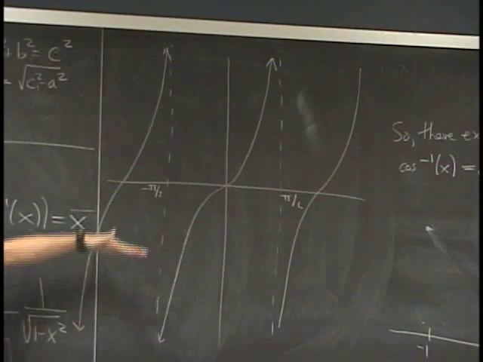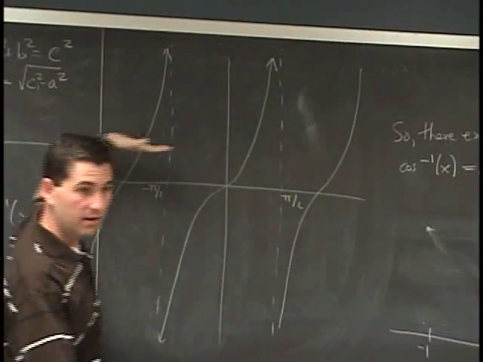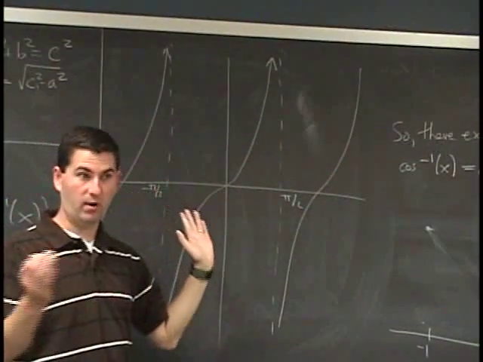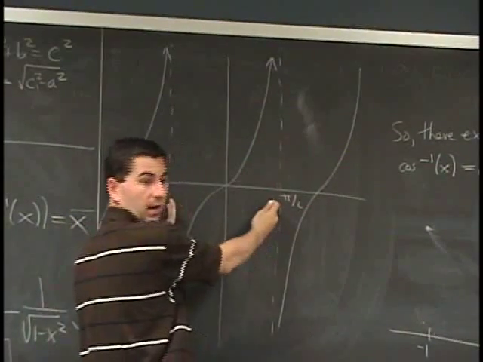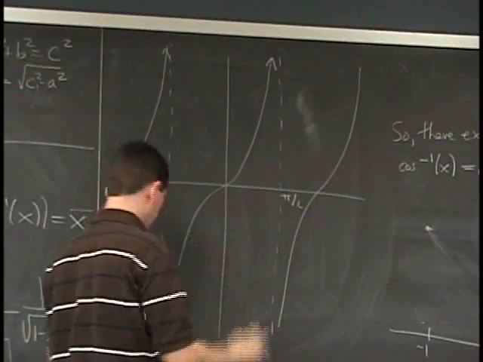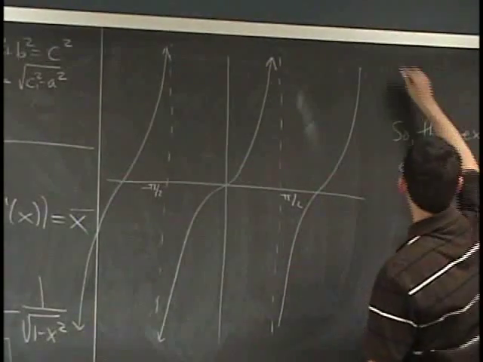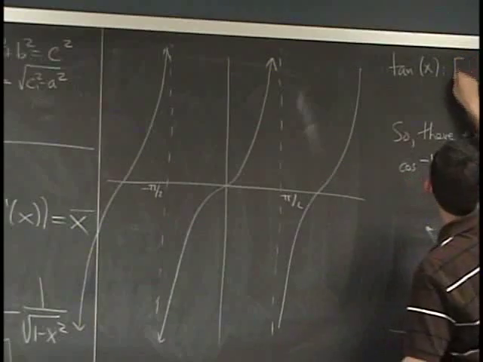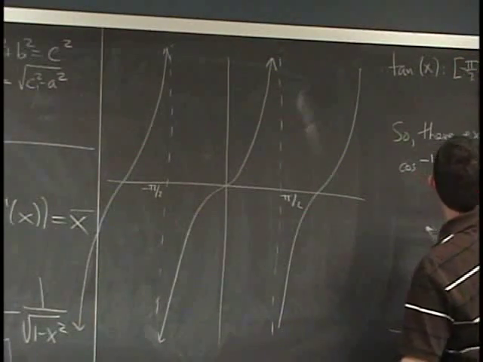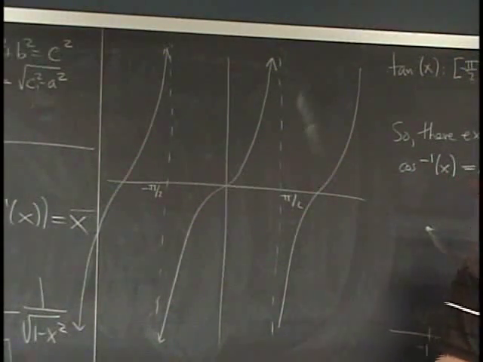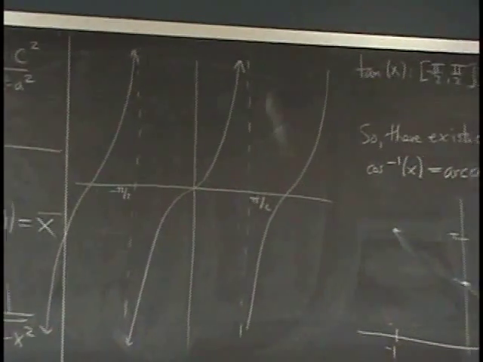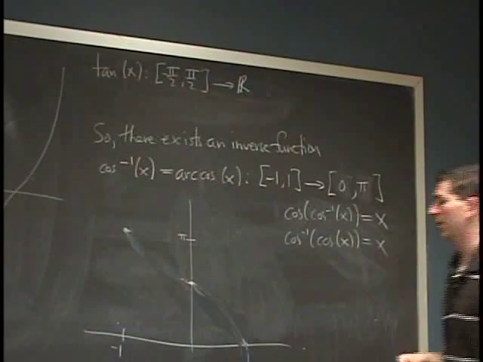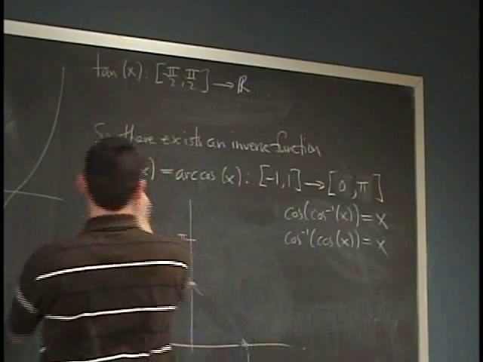As for the domain, well, of course, if you do horizontal lines, you get into trouble. You won't get a one-to-one function. But it's pretty clear how you should restrict it, right? Just go between minus pi over 2 and pi over 2. So we restrict the tangent function to the domain minus pi over 2, pi over 2. And it will be a function which is onto the real numbers. So there is an inverse function. And of course we call it arctan.